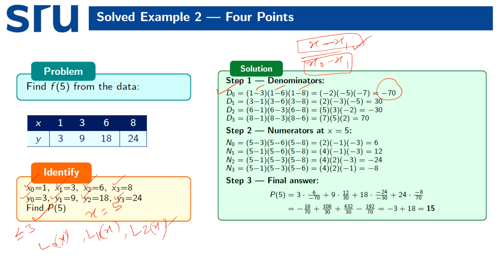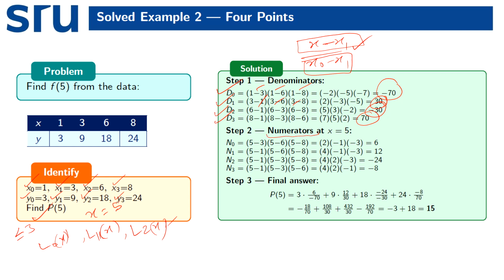In the same way you calculate d1, which is x1 minus x0, x1 minus x2, x1 minus x3. Clear? So you are getting the value as 30. In the same way you calculate d2 and d3, whose values are coming out as minus 30 and 70. I hope this is clear.